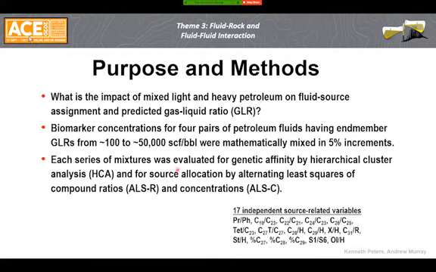Each series of mixtures was evaluated for genetic affinity by chemometrics, hierarchical cluster analysis, or HCA, and for source allocation by alternating least squares regression. We did this a couple of ways. We used alternating least squares regression of ratios, and we also did it using concentrations.